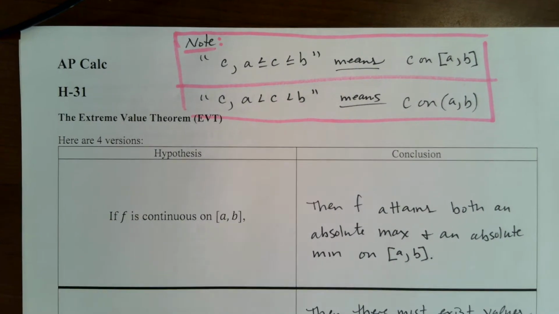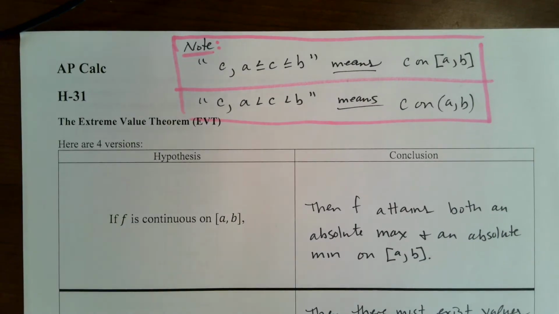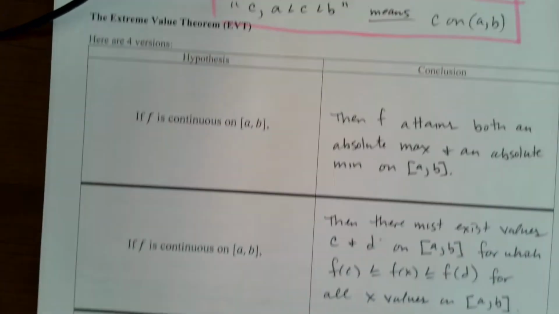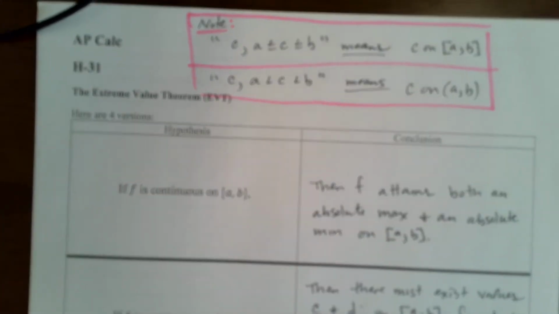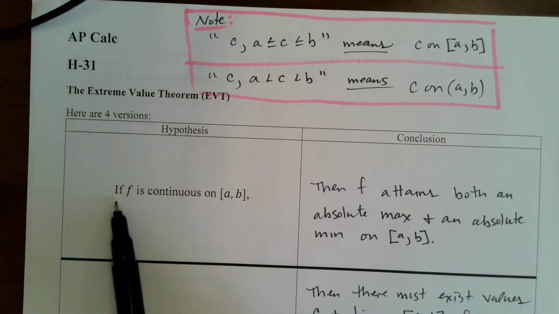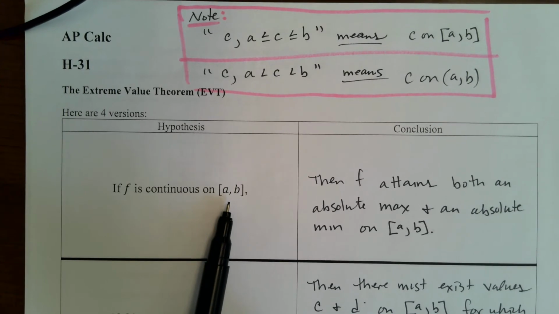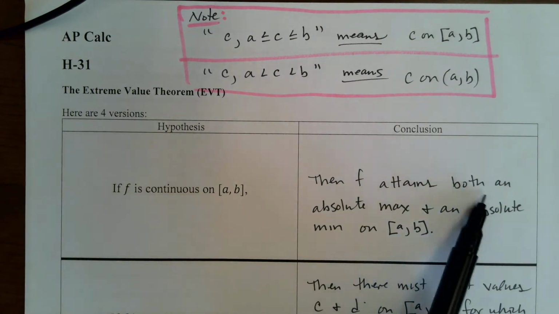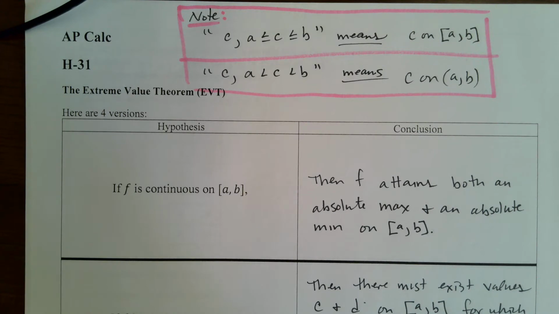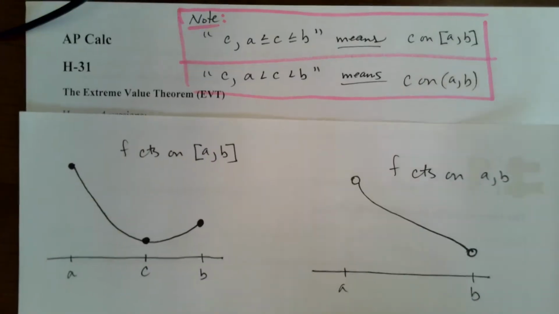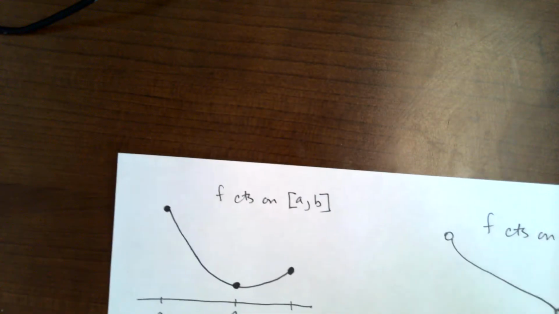Okay, guys, the extreme value theorem is often stated in different ways. So here's a bunch of ways it can be stated. If f is continuous on the closed interval AB, then f attains both an absolute max and an absolute min on that closed interval. Let me show you three pictures that will describe the extreme value theorem.